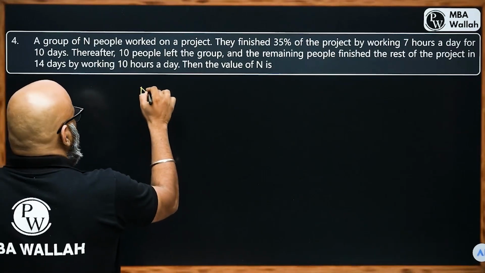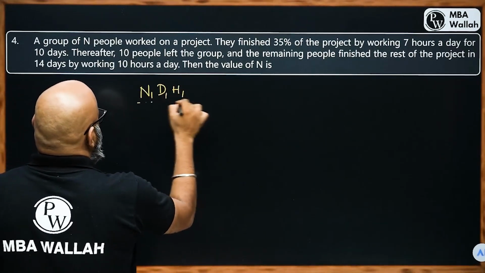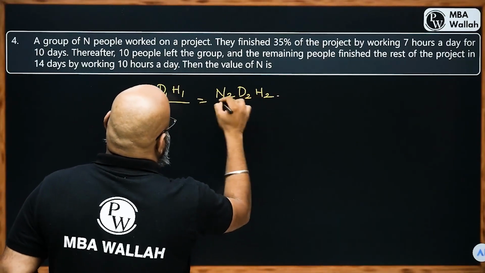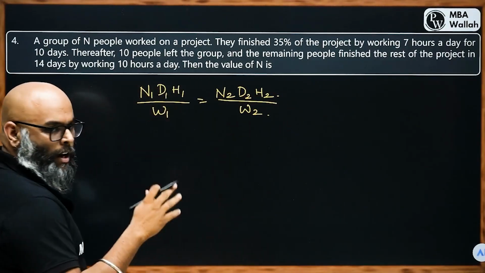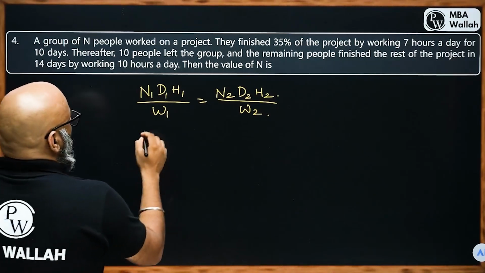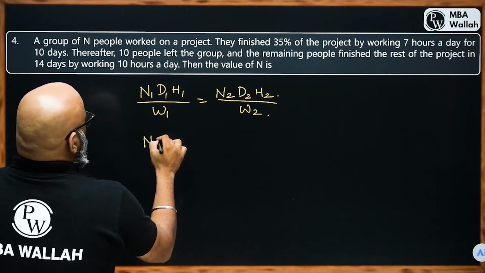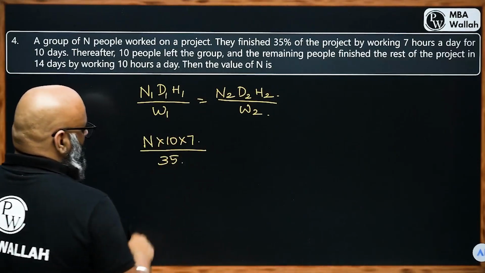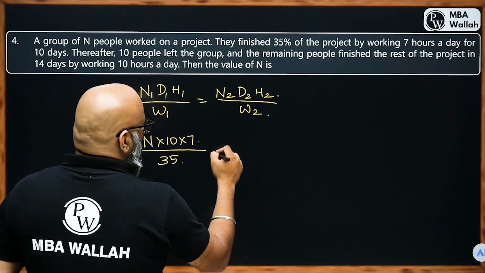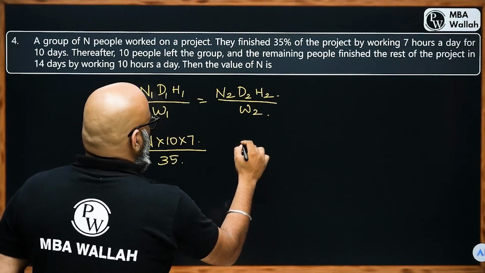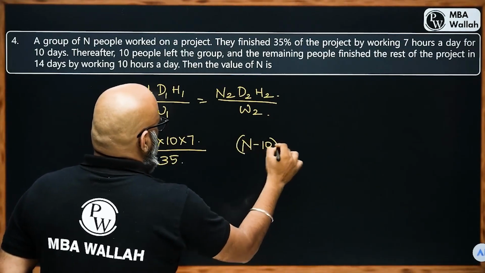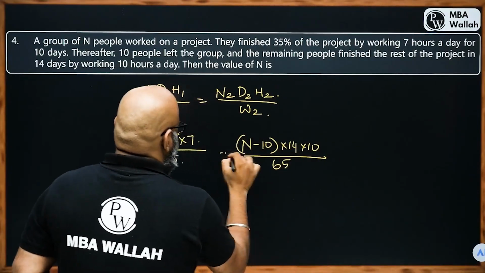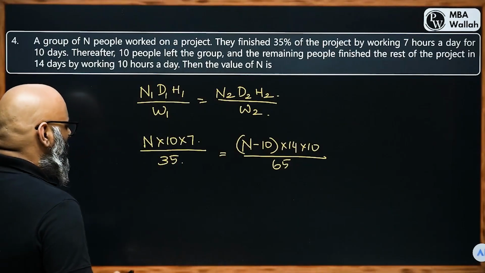So we know that N1 D1 H1 by W1 is equal to N2 D2 H2 by W2. I'm simply going to plug in both cases here. So N1, let's call it N people working for 10 days of 7 hours each, finished 35%. The same amount of work will be given for N minus 10 people, since 10 people leave, into 14 into 10 divided by 65. These two should be equal, right?